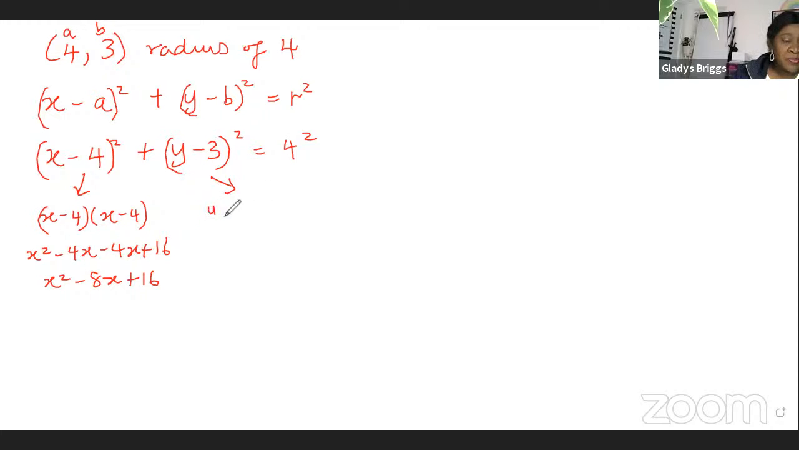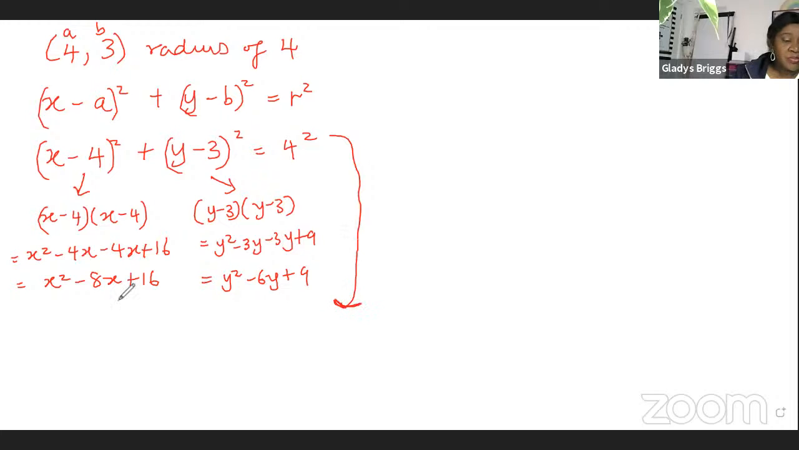And this one will be y minus 3 times y minus 3, which is equal to y squared minus 3y minus 3y plus 9. And that comes down to y squared minus 6y plus 9. Yeah, so then we can write this one as x squared minus 8x plus 16 plus y squared minus 6y plus 9 is equal to 16. So now you want to collect all the x squared terms together. So you put your x squared and your y squared close to each other.